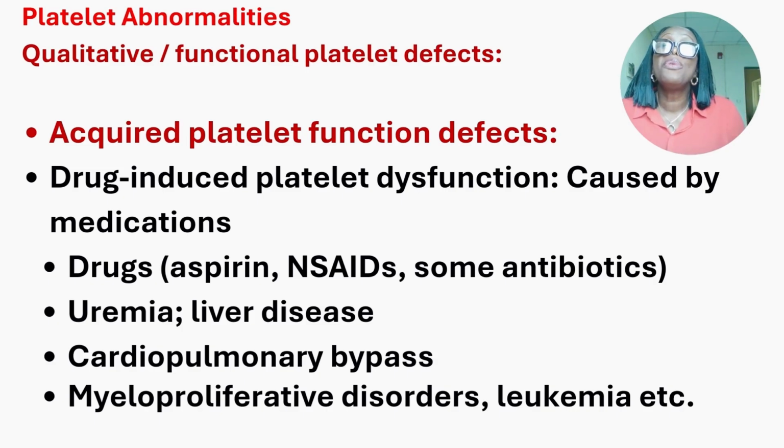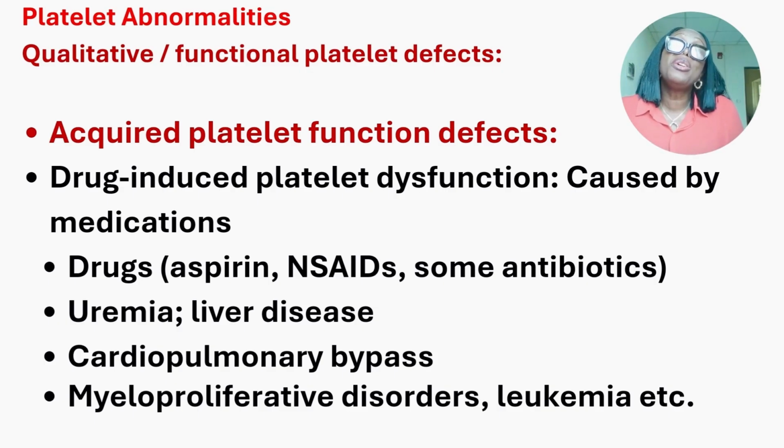Okay, we have what we call drug-induced platelet dysfunction. These are caused by medications. There are some medications that, in the course of their action, also affect platelet function negatively. One of them is aspirin. Aspirin is a platelet thinner. So for individuals that are on aspirin, daily dose for so long, they tend to bleed if it is not properly monitored.